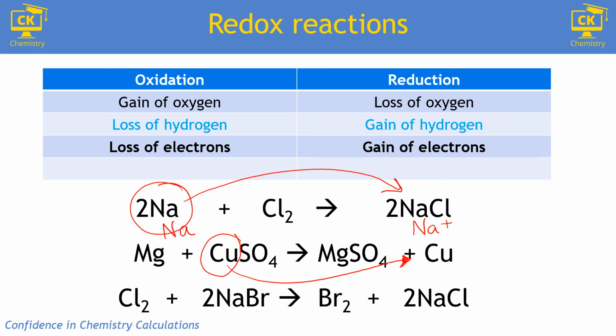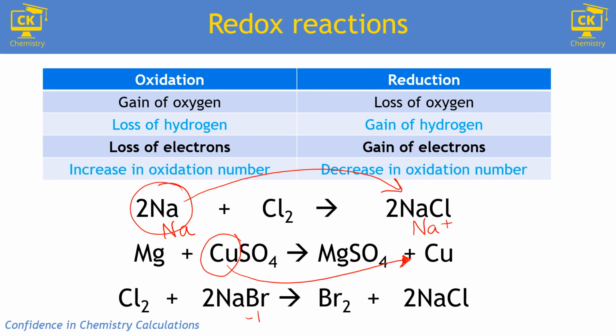In the second displacement reaction of chlorine and sodium bromide, chlorine starts with no charge, bromine starts with a -1 as a bromide ion, and then they swap over. So there must be transfer of electrons happening from one element to another in all of those. So I'm just using the fact that there's an element on any side of the equation as a quick way to spot that you've got a redox reaction happening.